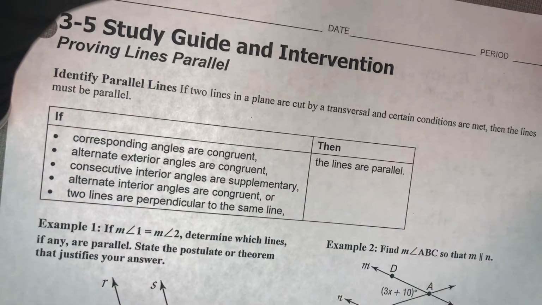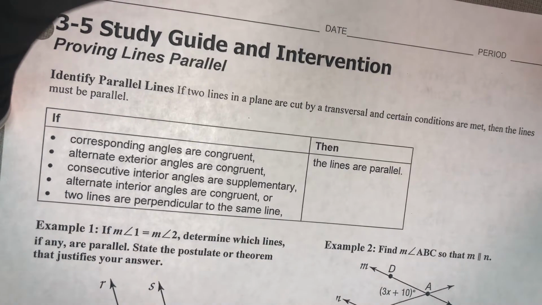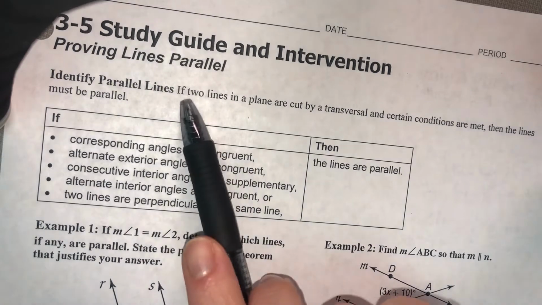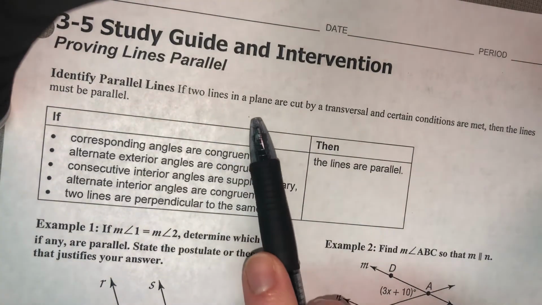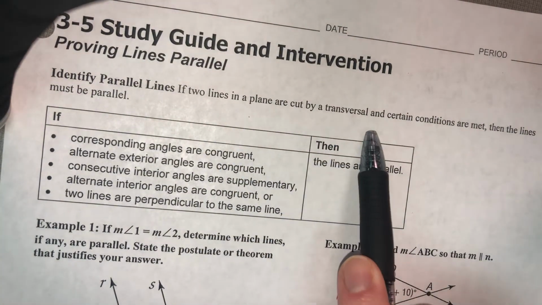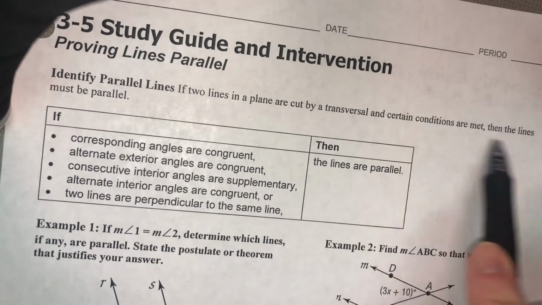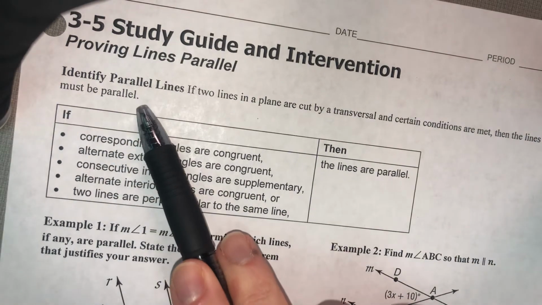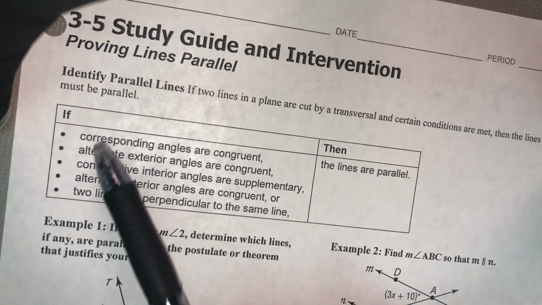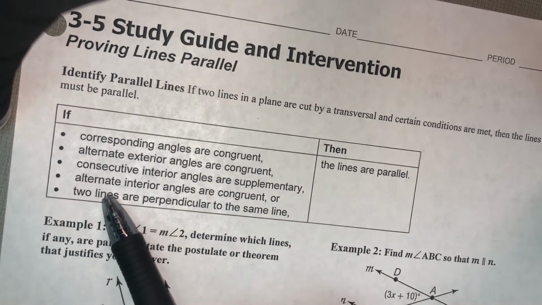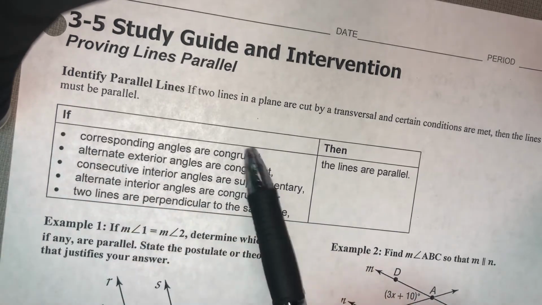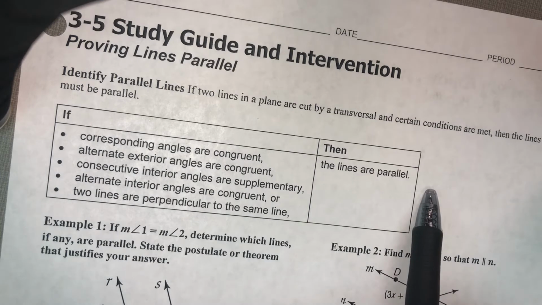Now, you learned in algebra that if you find the slope of two lines and the slopes are equal, that proves that they are parallel. In geometry, we have some additional ways to determine that lines are parallel to each other. It says, if two lines in a plane are cut by a transversal and certain conditions are met, then the lines must be parallel. So there's 5 different statements where it's if this, then the lines are parallel.